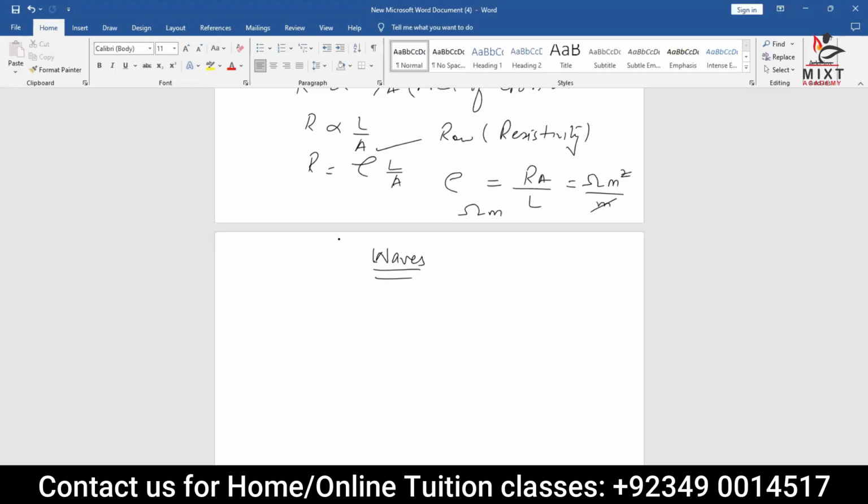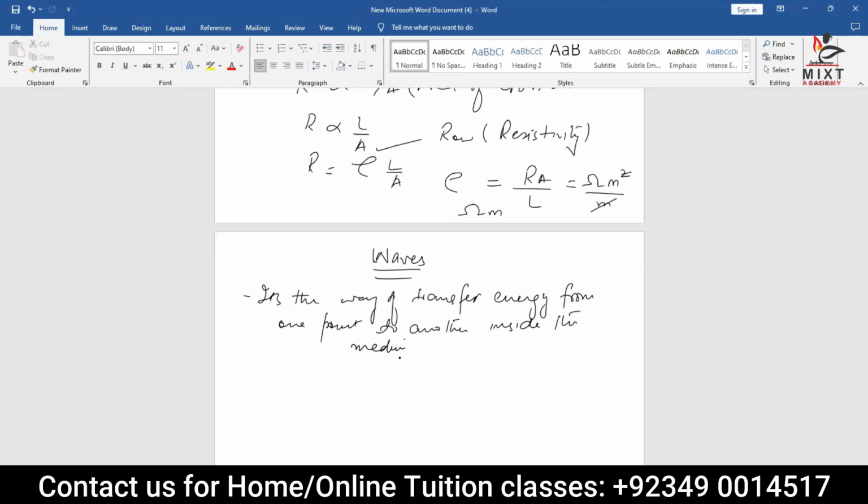Okay. So basically, it's the way of transferring energy from one point to another inside the medium. Am I right? Right. Now we can understand that. But what exactly is a wave? How to explain that? Let's see that.